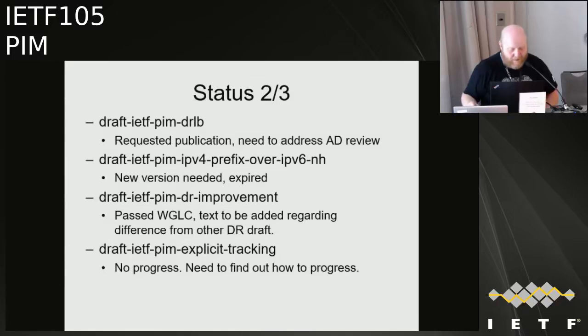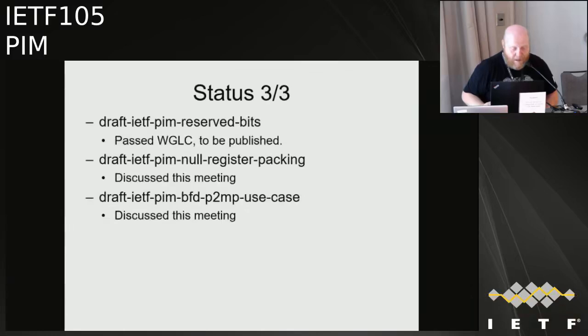Then we have an explicit tracking draft that we will need to look into again and see what to do about it, whether we want to progress it, whether we want to maybe change the intended status. But at least for now, that's not being worked on. We have a PIM reserved bits draft. It passed working group last call, and I believe Mike is about to request publication for that. There are 2 drafts discussed this meeting: null register packing and BFD point-to-point use cases. That's all I had for status.